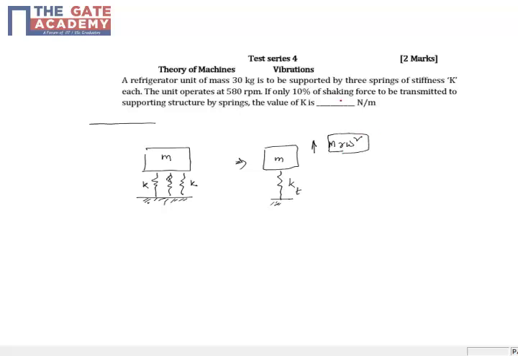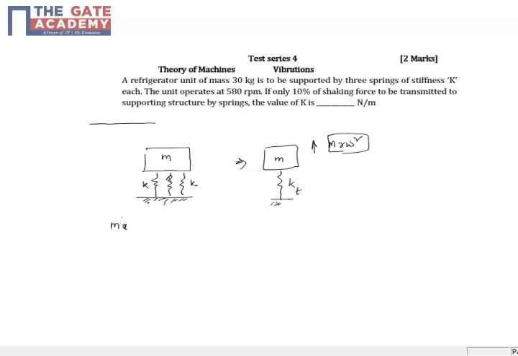What is given is that the unit is operating at 580 rpm. Only 10% of the shaking force is to be transmitted to the supporting structure. So whatever is produced due to the unbalance, only 10% has to be transmitted to the bottom structure on which the refrigerator is kept.